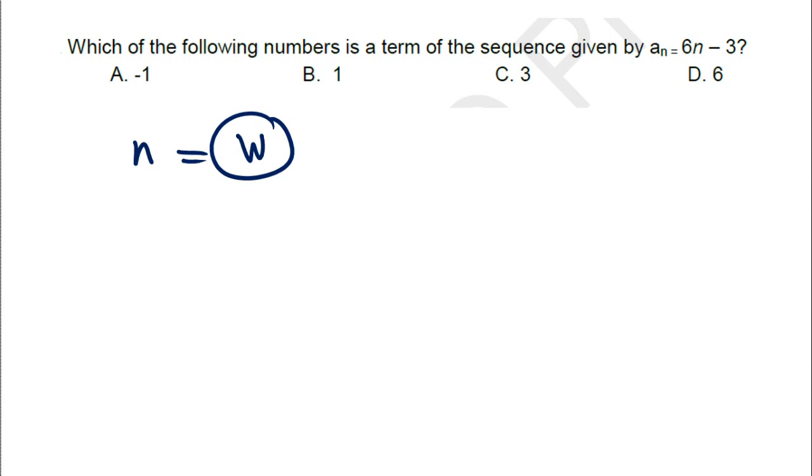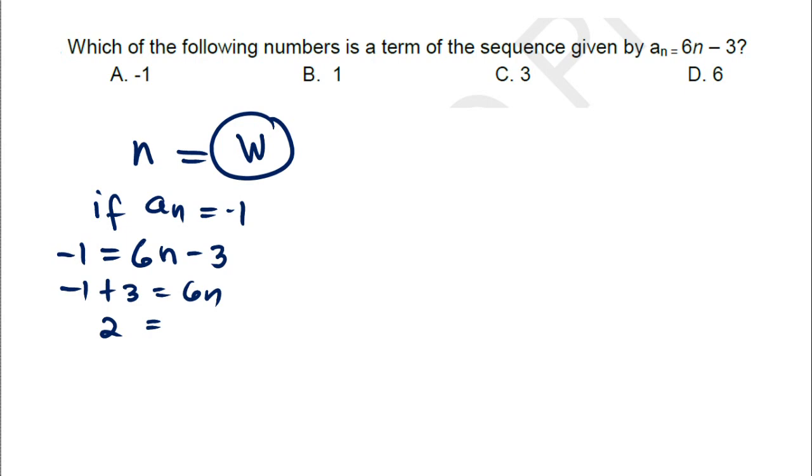So let's try letter A. If a sub n is equal to -1, we get -1 is equal to 6n minus 3. We are going to transpose -3 to the left side. -1 plus 3 equals 6n. We get 2 equals 6n. Divide both sides by 6. So we got 1/3 is equal to n. So this is a fraction. Therefore, -1 is not a term of the formula a sub n equals 6n minus 3.